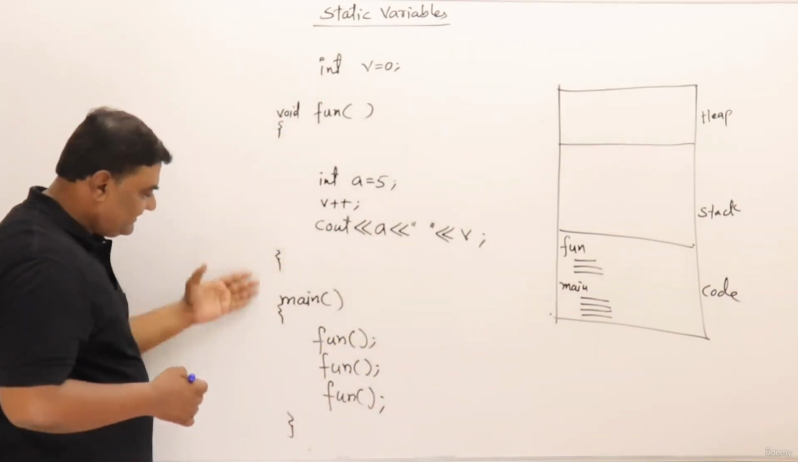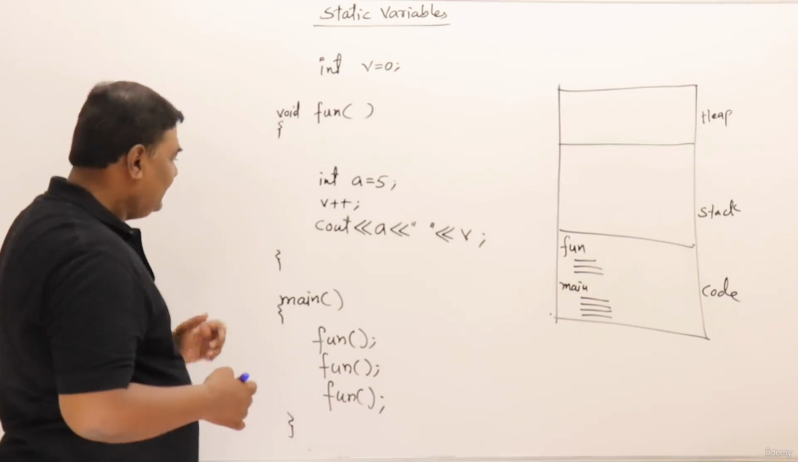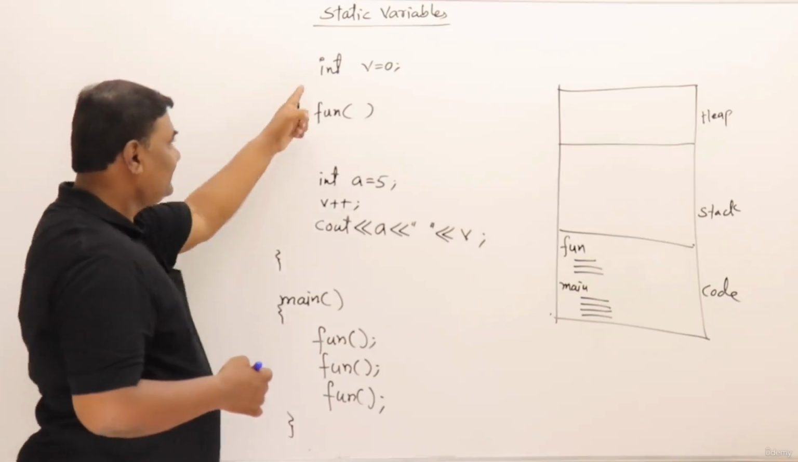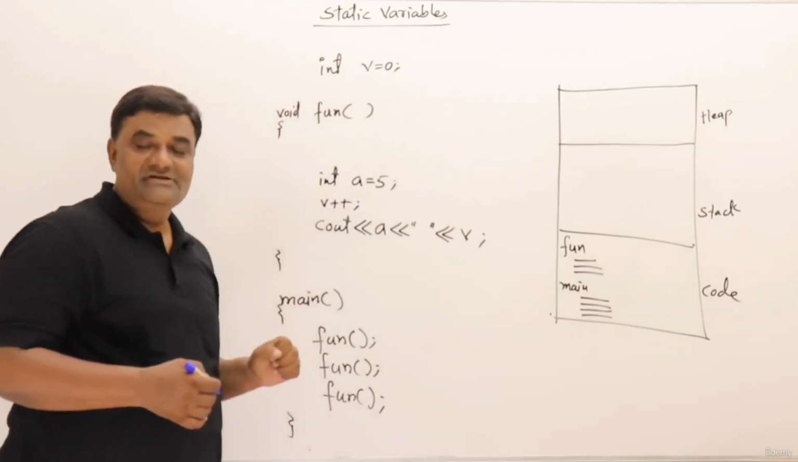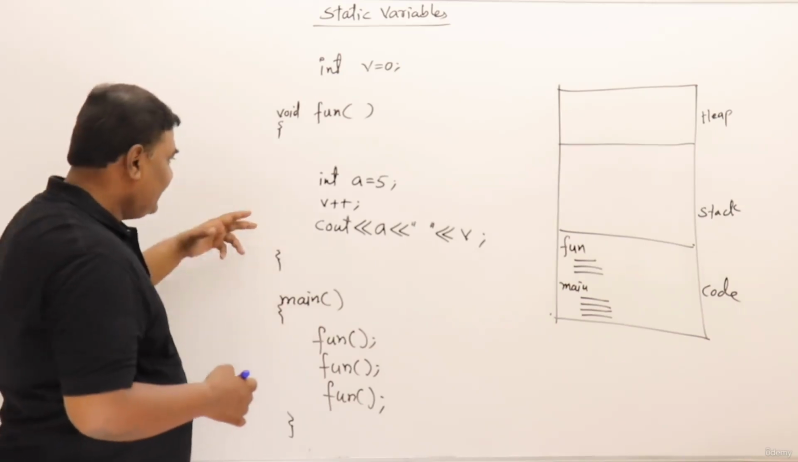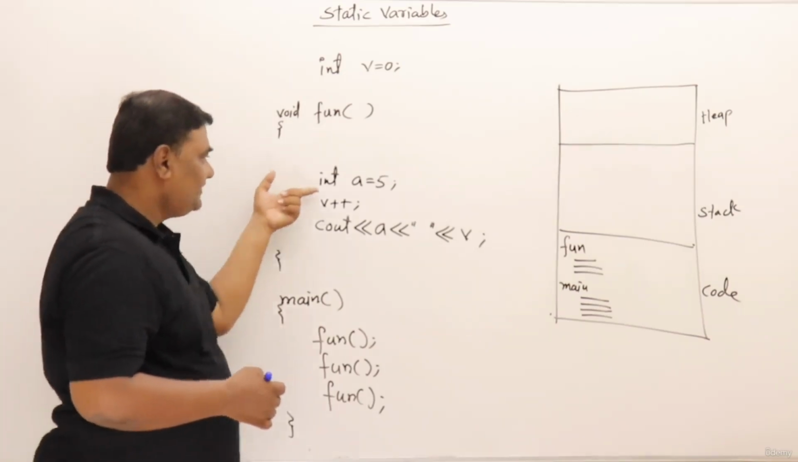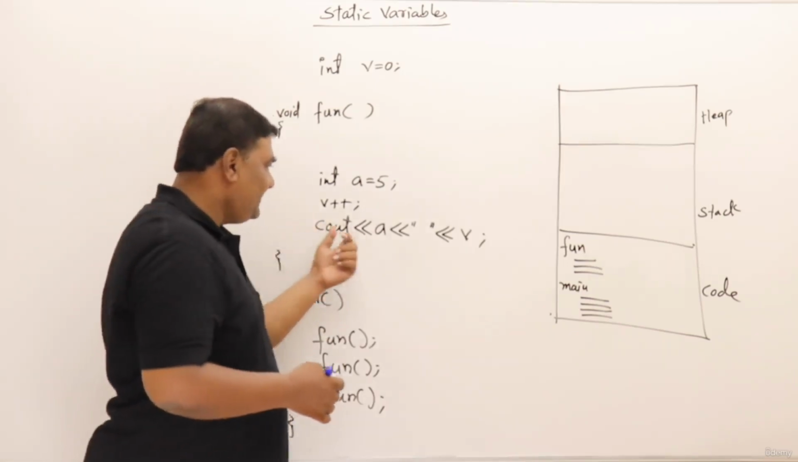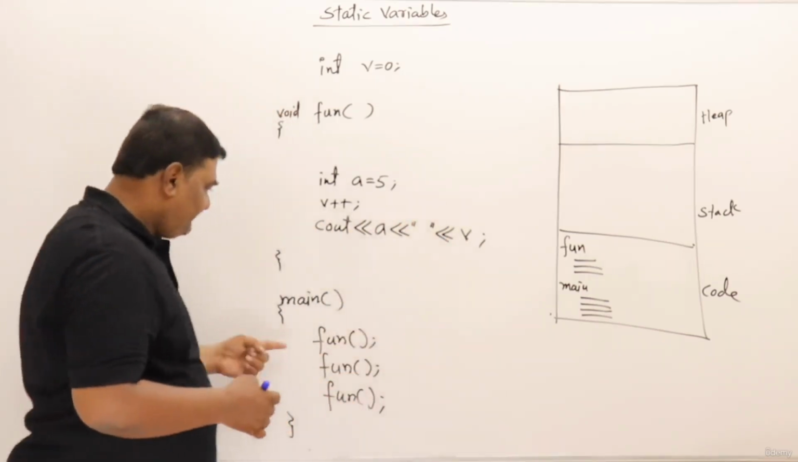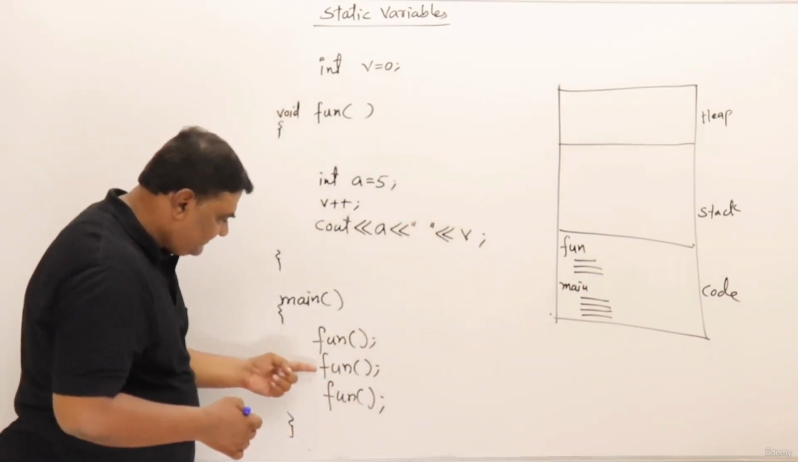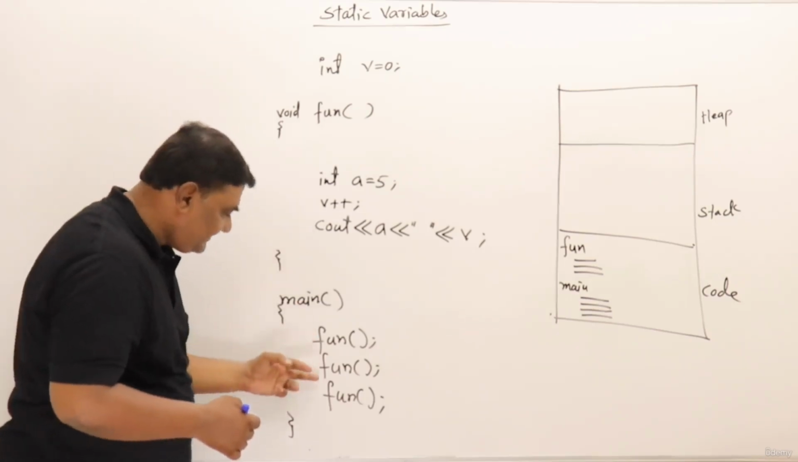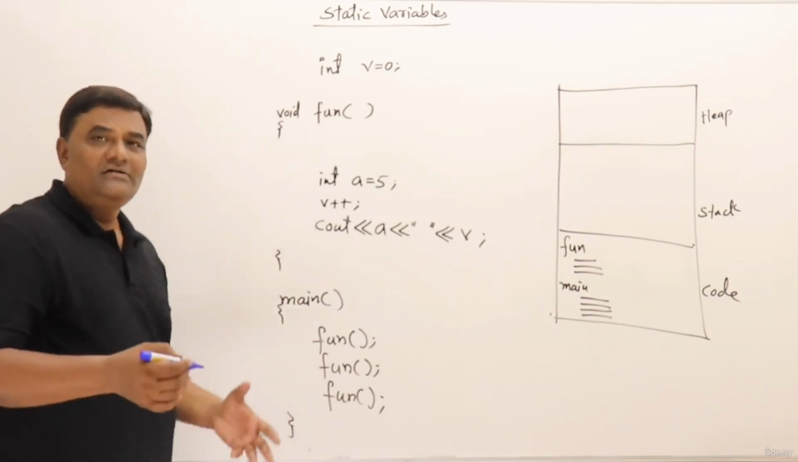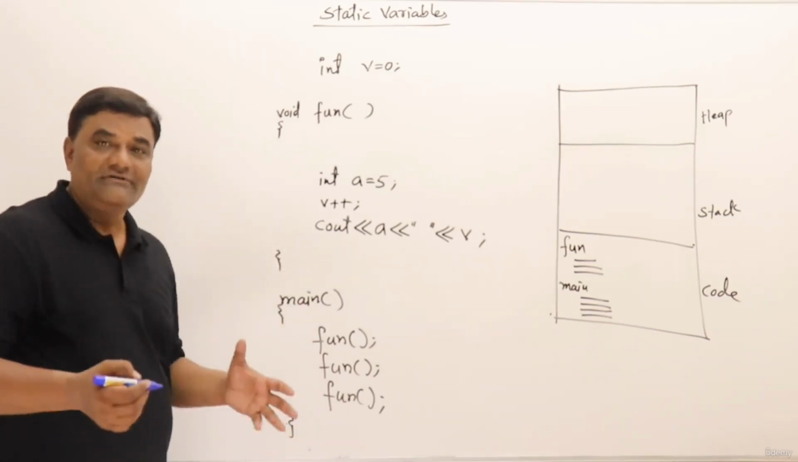See, here I have an example program. Inside this, I have one global variable, v, which has value 0. Then there is a function fun, which has a local variable a with value 5, and it is doing v++ and displaying a and v. From the main function, it is calling function fun 3 times. Now let us see how it works, what will be the output.